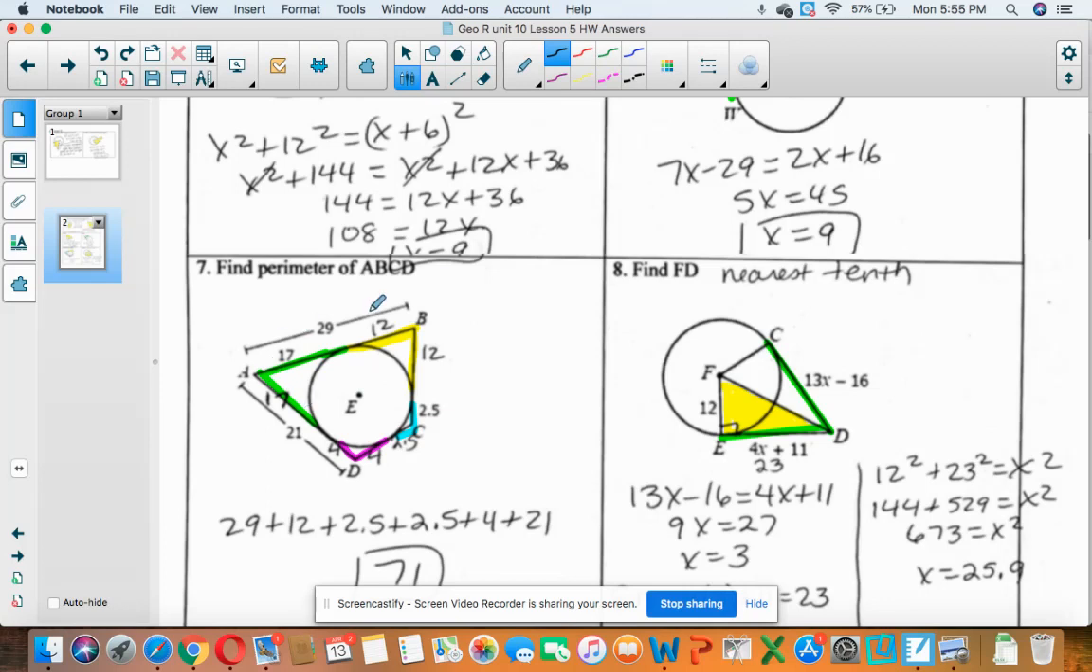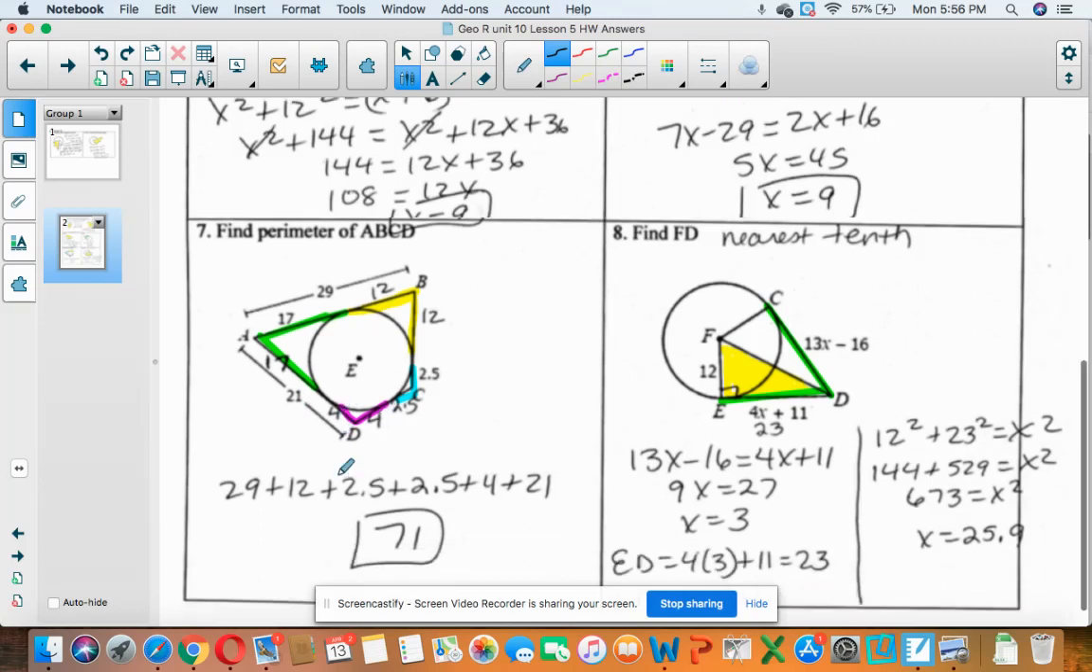The whole line AB was 29. Well, 29 minus 17 is 12. So if this is 12, that makes this other side over here 12. They told me this was 2.5. That makes this little blue line 2.5 because those tangents are equal. And once I knew this was 17 right here, the whole side was 21. 21 minus 17 is 4. So if this pink line is 4, then that pink line is 4.